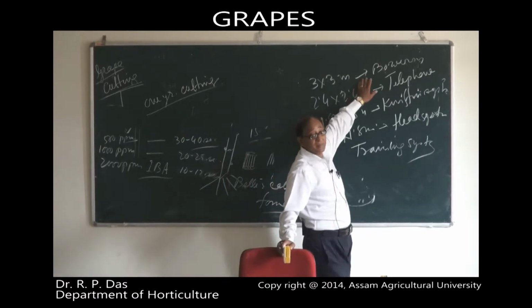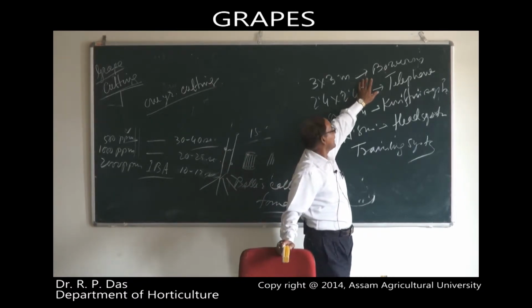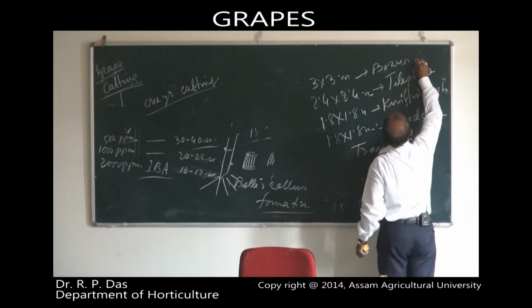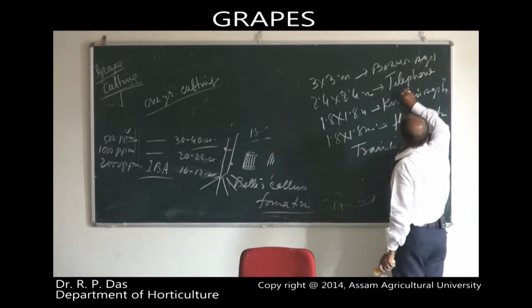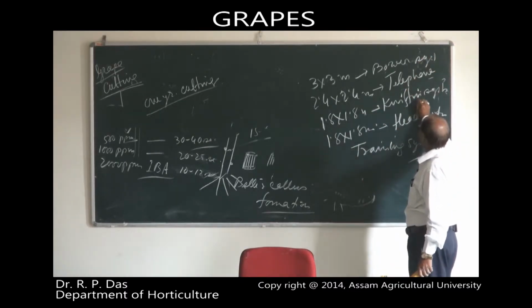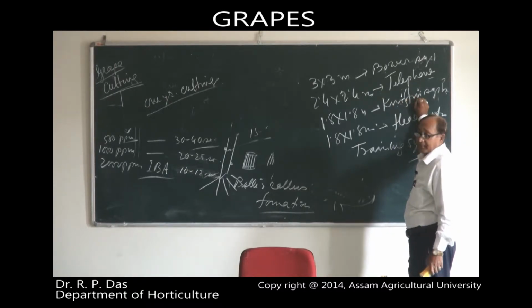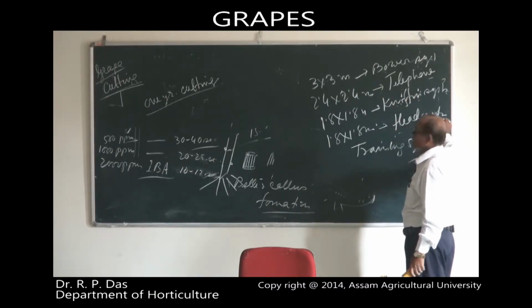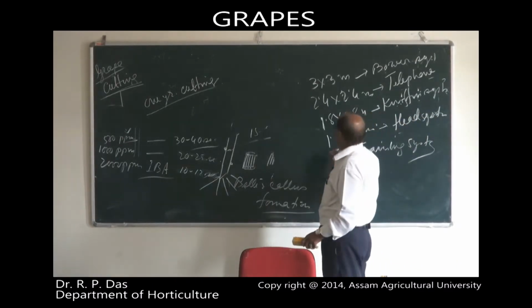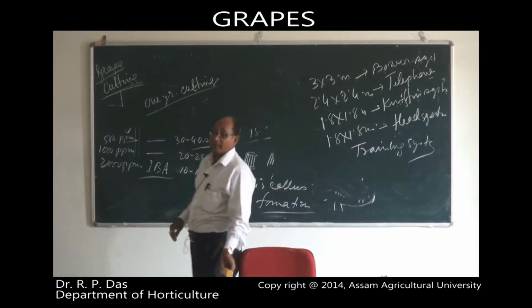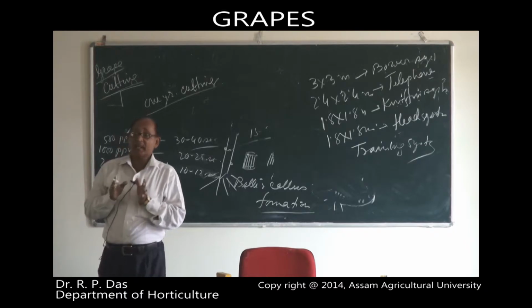This is Bauer system, B-O-W-E-R. Bauer system, then telephone system, Kniffin system, K-N-I-F-F-I-N, then head system. So, in case of grapes, training and pruning is a must.